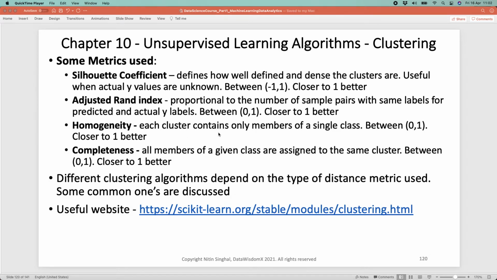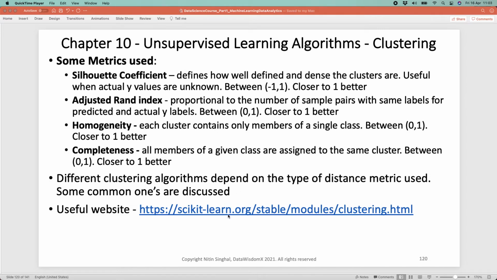In homogeneity, each cluster contains only members of a single class, and in completeness, all the members of a given class are assigned to the same cluster. So slightly different variations of the same concept. So these are the main metrics used. Some of them can be applied to some algorithms and some can't. So we'll show you that. And all the clustering algorithms use some kind of a distance or similarity metric. So when we discuss them, you'll understand that.